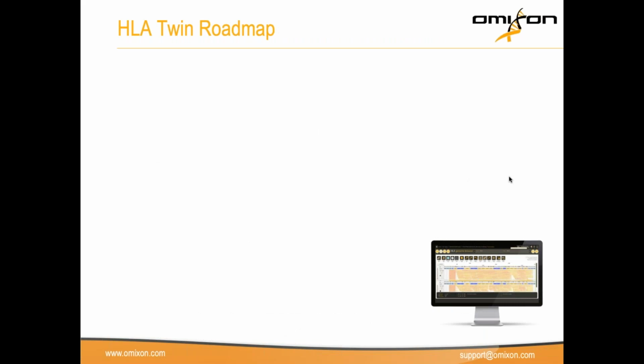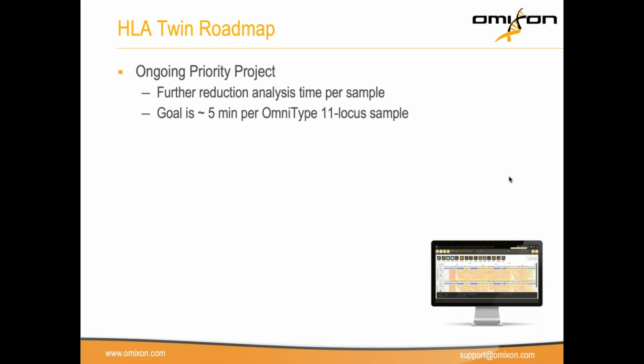So what does this mean? We have done a lot of work on HLA Twin in the past year, several months, I should say. You're all very familiar with the refactor project that we had going on that improved the overall performance of the software and the responsiveness of the software while the user was reviewing data. We just talked about the analysis speed improvements that took place. So what is still on our roadmap? There are a lot of features and a lot of work that is going on, so I would like to share some of those with you.